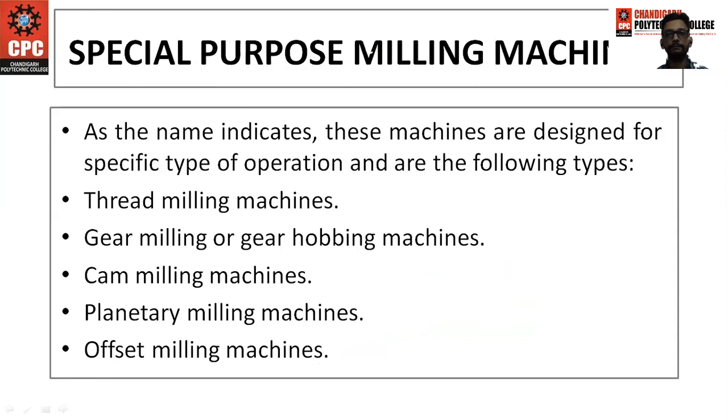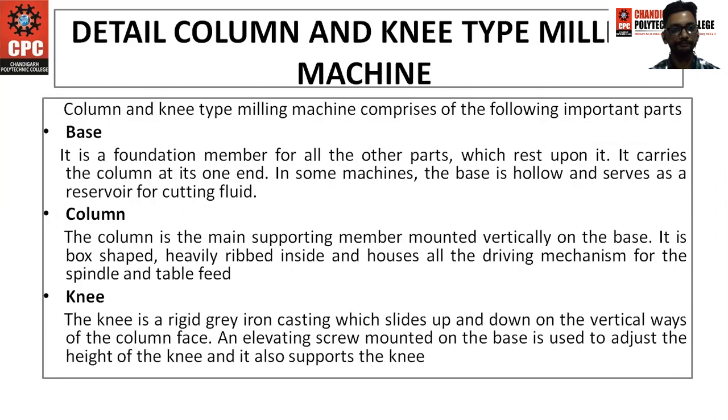Next is a special purpose milling machine. In the special purpose milling machine, as the name indicates, these machines are designed for specific types of operations and are of the following types: thread milling machine, gear milling, hobbing, cam milling machine, planetary milling machine, offset milling machines. The detailed column and knee type milling machine is on another slide.